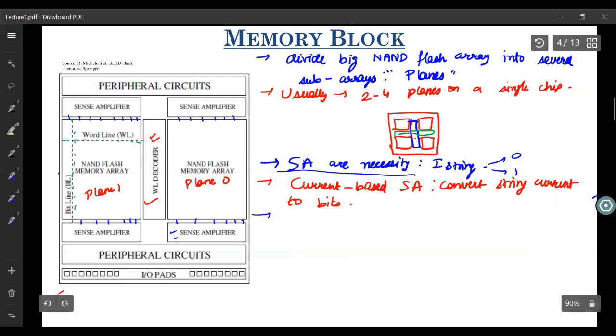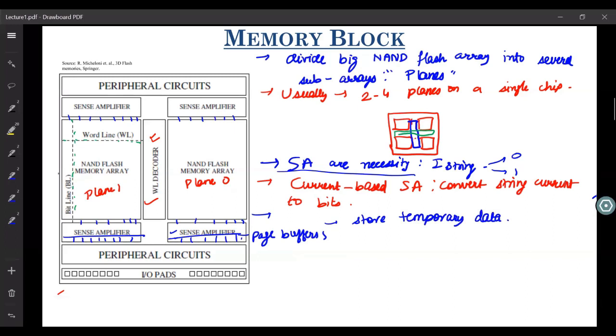So apart from these sense amplifiers, here you will also have some page buffers. So why are these page buffers there? Page buffers store temporary data. You may remember this page buffer from our discussions on SRAM cell array design, right? There also we had these page buffers where we stored a byte or something like that. So here also we have page buffers which store the temporary data.